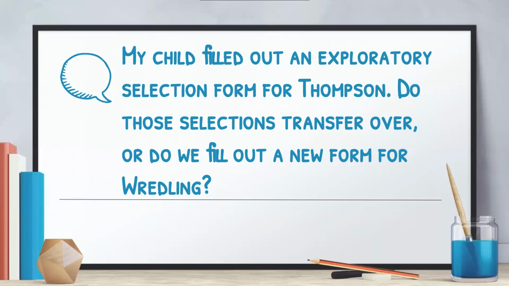Another common question is, my child filled out an exploration selection form from Thompson. Do we have to fill out more paperwork or fill this out again? And the answer is no. All of that information has been or will be transferred over to Redling, and your child will have the same courses that they signed up for. We teach the exact same classes at Redling as they do at Thompson.